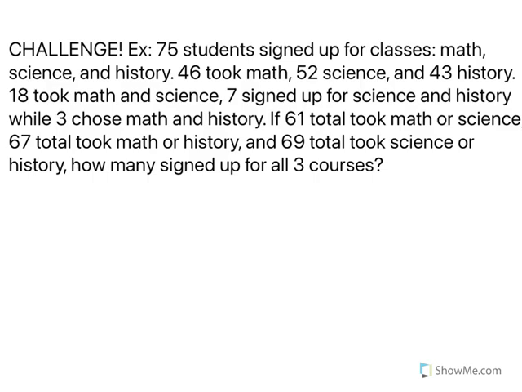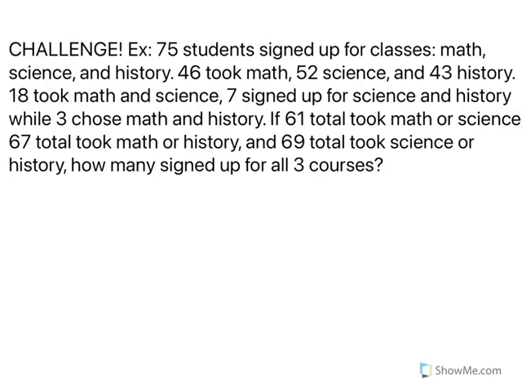So 75 students signed up for classes. We're talking math, science, and history only. 46 took math, 52 science, 43 history. 18 took math and science. 7 signed up for science and history, while 3 chose math and history. If 61 took total math or science, 67 total took math or history, and 69 total took science or history, how many signed up for all 3 courses?